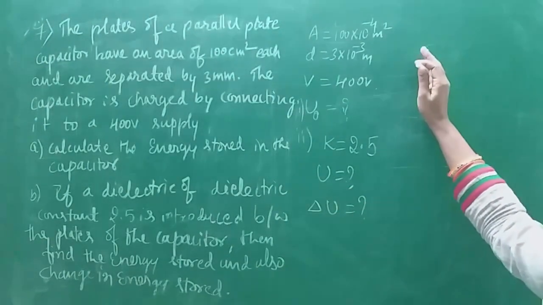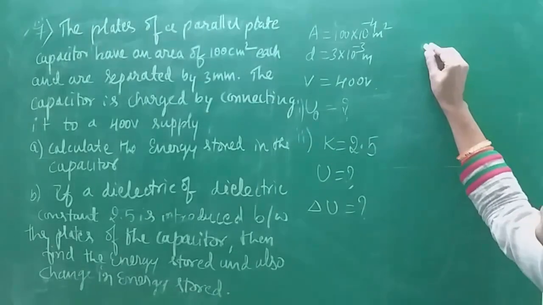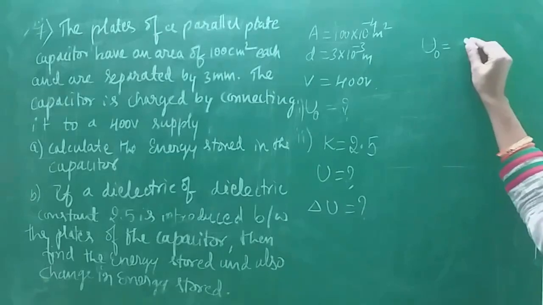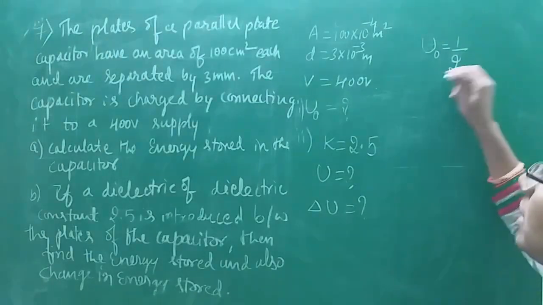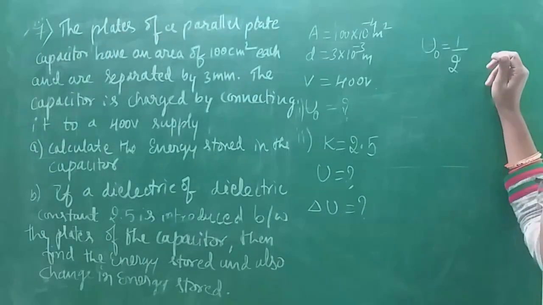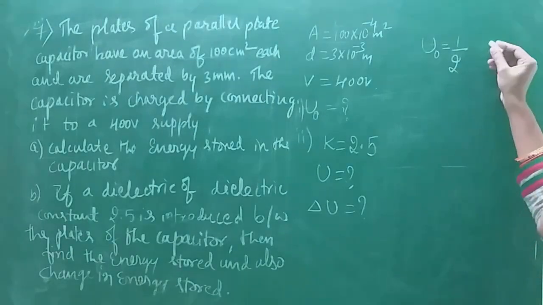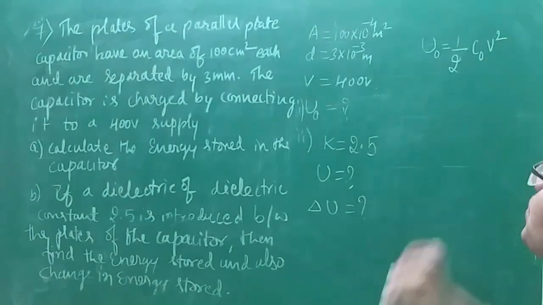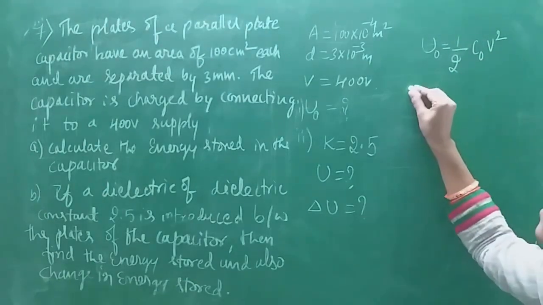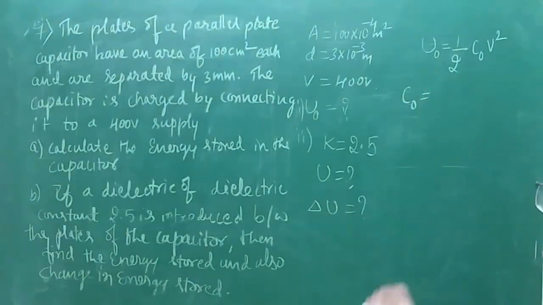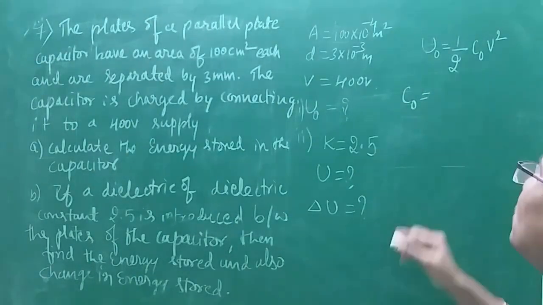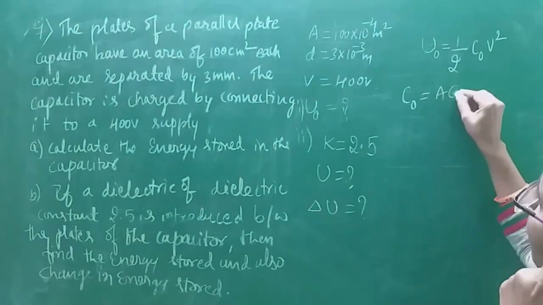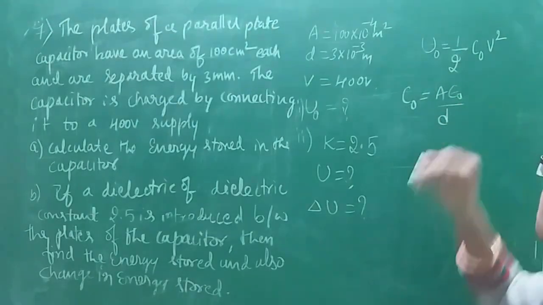We know the expression to find the energy stored in terms of the potential and capacitance is nothing but half C V square. Here we are calculating the energy stored in the parallel plate air capacitor. Therefore, it can be written as half C naught V square. We need to find out C naught. C naught means capacitance of the capacitor when air is filled between the two plates. So C naught is equal to A epsilon naught divided by d.